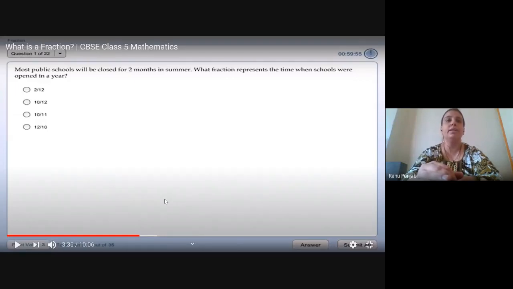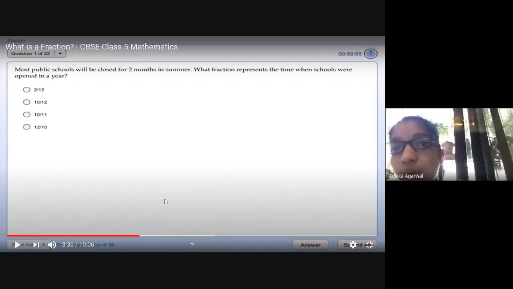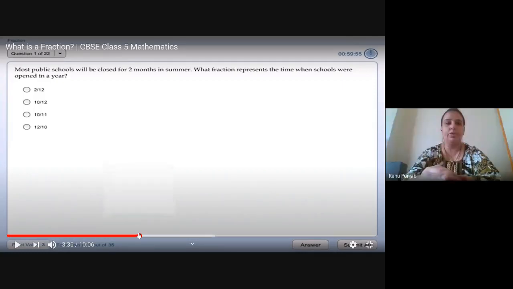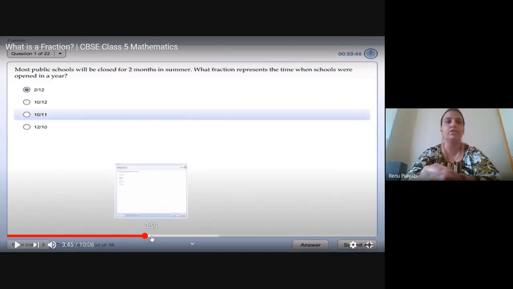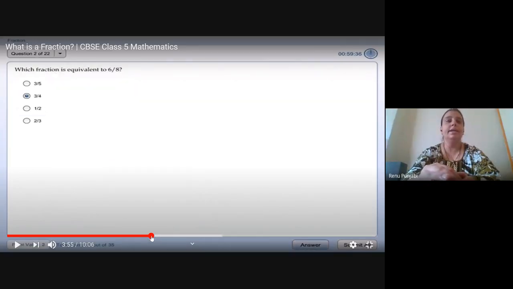Can Advika tell me what is the fraction for this question? Ma'am, 2 upon 12. Let's check. Yes, it's 2 upon 12. Very good. Next, the child with letter D will answer me: which fraction is equivalent to 6 upon 8?